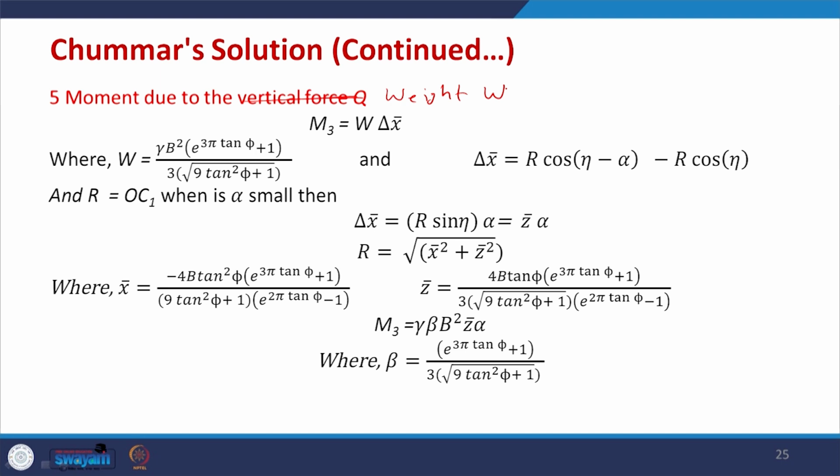Now, with the manipulation you can find the value of delta x bar, which is simply z bar into alpha, where alpha r can be calculated from these relations, x bar is given from this, and z bar is given from this relation. So, ultimately we end up in this equation where M3 is given by this relation, where beta is given. So, all these moments are there.